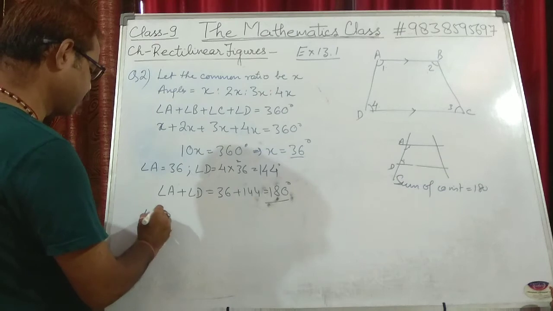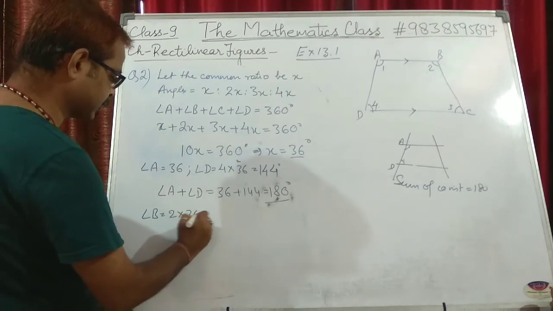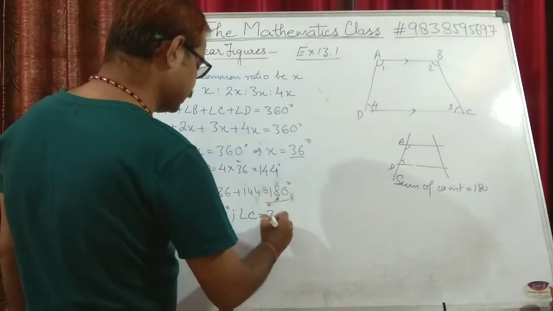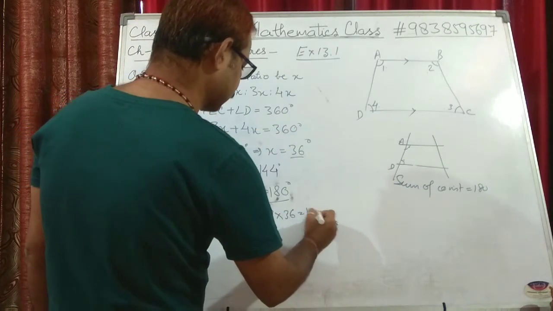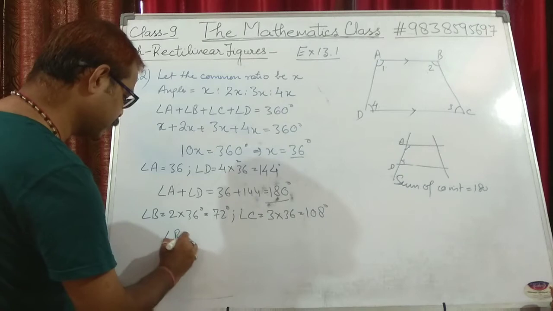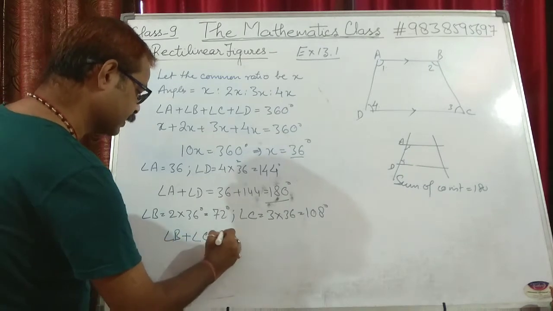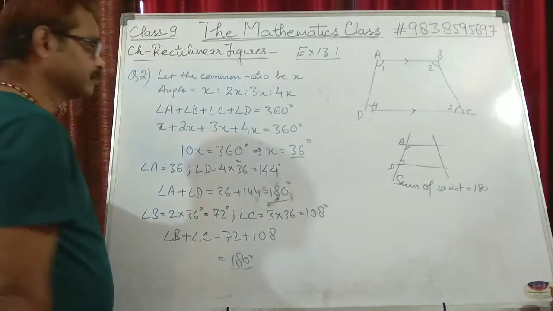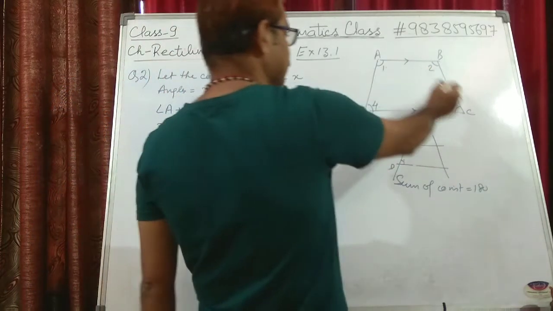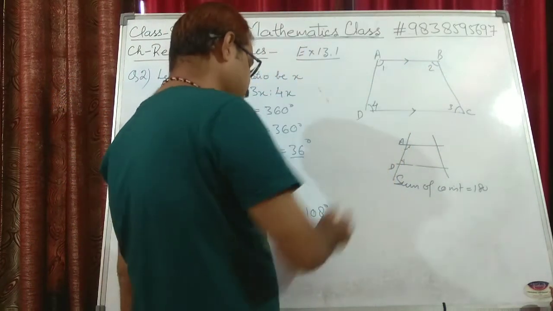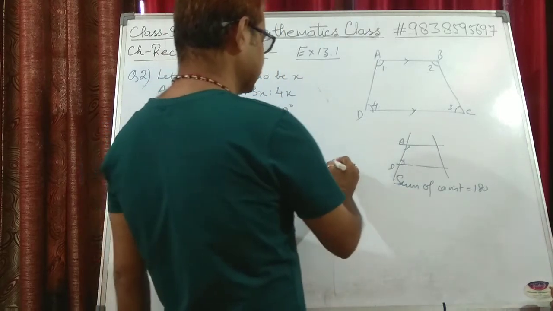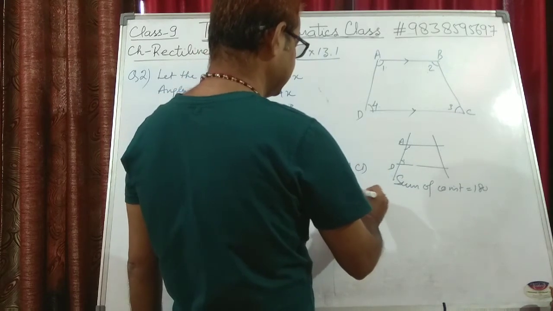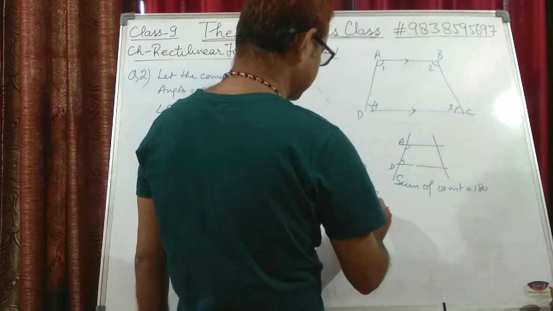Similarly, we will check angle B. Angle B will be 2 times 36 degrees, that is 72 degrees, and angle C will be 3 times 36 degrees, that will be 108 degrees. So angle B plus angle C, that is 72 plus 108, is equal to 180 degrees. We got angle B plus C as 180 and the sum of angles A and D as 180. So we can say that AB is parallel to CD. Therefore, ABCD is a trapezium.